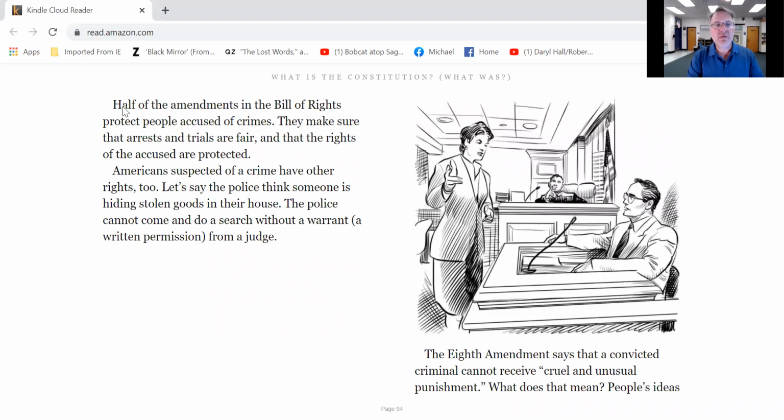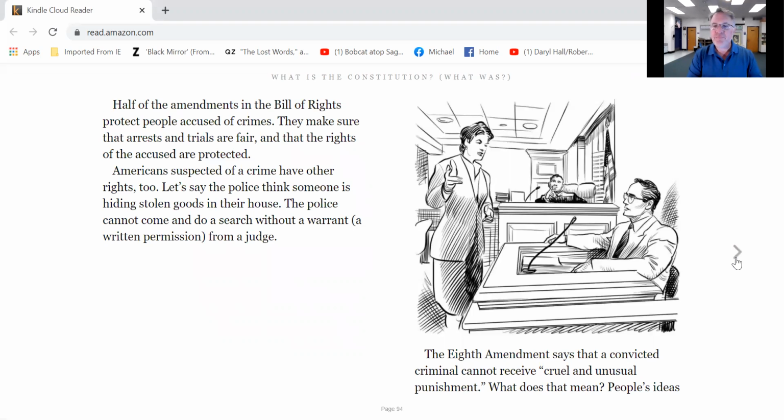Half of the amendments in the Bill of Rights protect people accused of crimes. They make sure that arrests and trials are fair and that the rights of the accused are protected. Americans suspected of a crime have other rights too. Let's say the police think someone is hiding stolen goods in their house. The police cannot come and do a search without a warrant, a written permission from a judge. The Eighth Amendment says that a convicted criminal cannot receive cruel and unusual punishment.